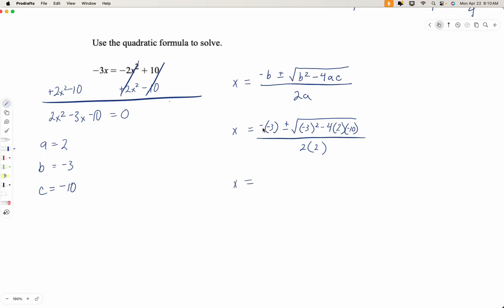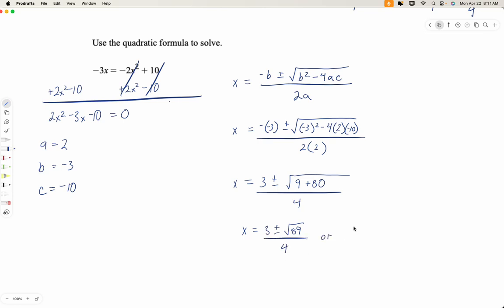X is equal to, the opposite of negative 3 is positive 3, plus or minus the square root of negative 3 times negative 3 is 9. 4 times 2 is negative 8. Negative 8 times negative 10 is a positive 80. All over 4. So x is equal to 3 plus or minus the square root of 89 over 4.